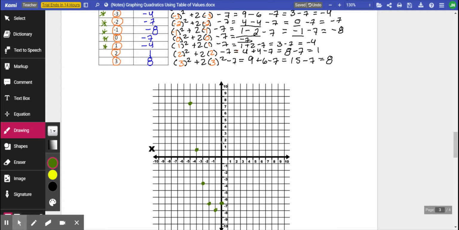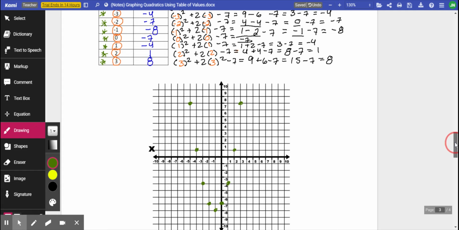Next up we have 1, negative 4. So we go to the right 1 because it's positive and then down 4. And then next we have 2, positive 1. So we go to the right 2, but we also go up 1. And then the last point that we have is to the right 3, up 8. So 3 to the right, up 8. 1, 2, 3, 1, 2, 3, 4, 5, 6, 7, 8. There we go. You should notice something, right?